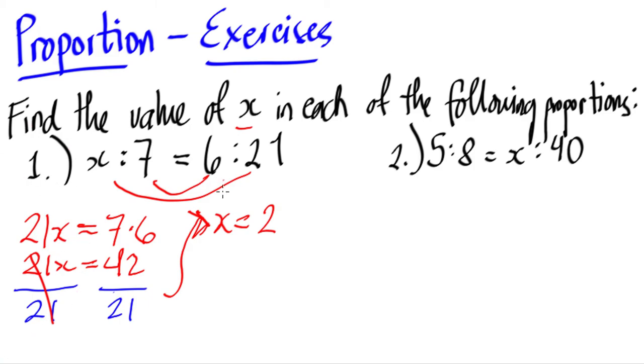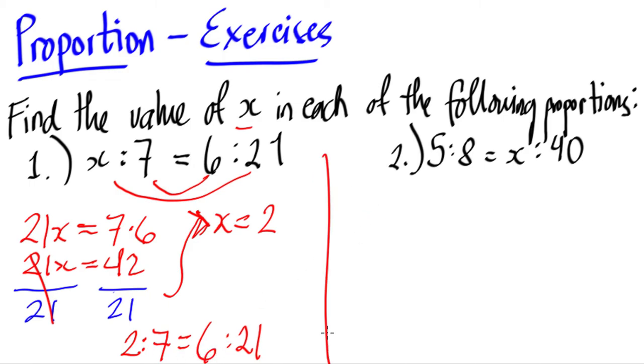Now we can verify that this proportion is true. The proportion is 2 is to 7 is equal to 6 is to 21. If you divide this part by 3, it will give us 2 is to 7. So that's correct. For number 2, let's get the value of x.